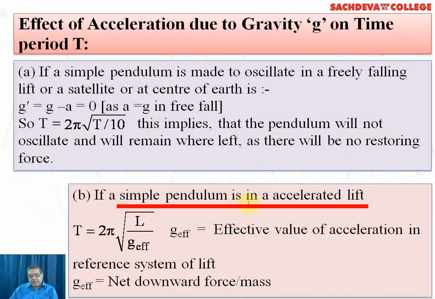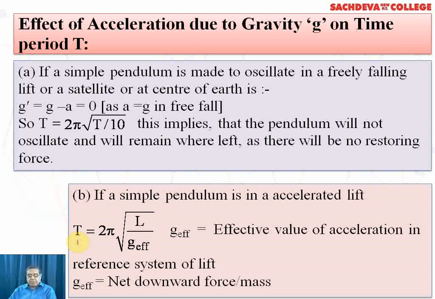If a simple pendulum is accelerated in the lift, we take the various concepts of lift as we have discussed earlier in mechanics. When the lift is going up with acceleration a, we use the formula R minus mg is equal to ma. Mg is taken to the other side, m is taken out common, and we get m into g plus a. So while the body is going up, it will be g plus a, and while it is coming down, it should be g minus a.